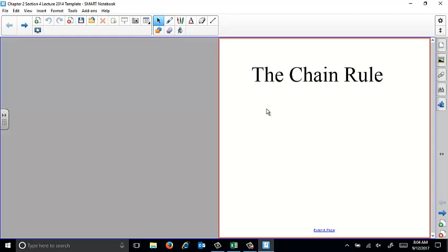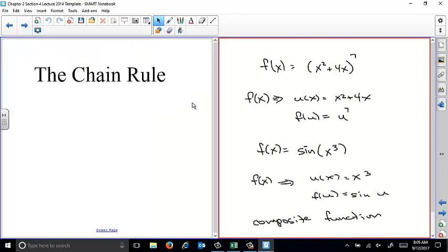So we're going to talk about the chain rule today, which is section 4, chapter 2. And the whole idea behind the chain rule is that we're going to deal with more complex functions, but which are composite functions of functions that we already know the derivative for. So here are some examples.